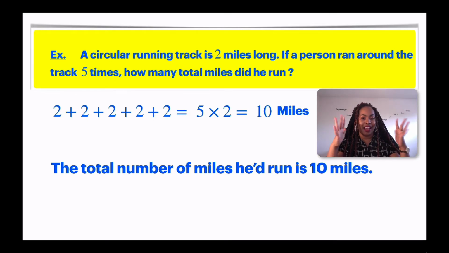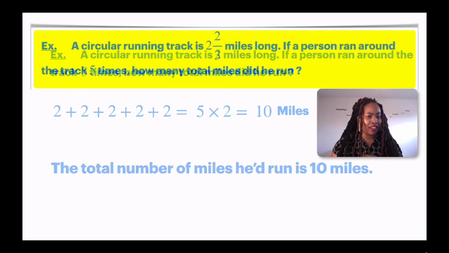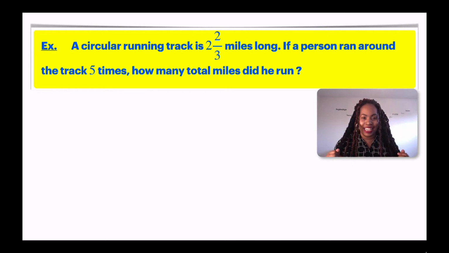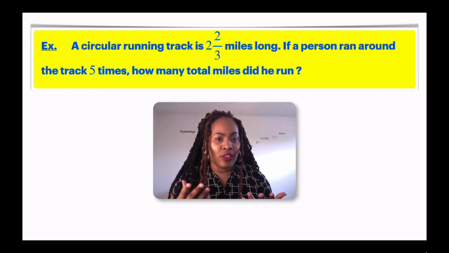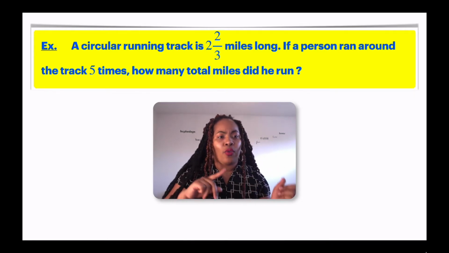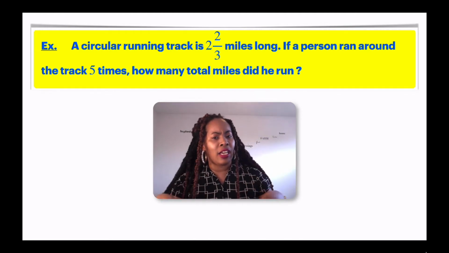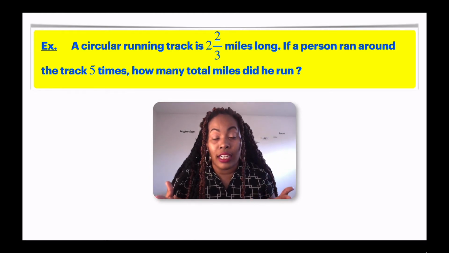How simple is that? But because you guys are so awesome and you've been practicing so hard, we know that you can multiply anything times anything, right? So what if I took the same problem and changed up the numbers a little bit? Let's try it again and let's see you guys go at it. So it says a circular running track is 2 2/3 miles long. If a person ran around the track 5 times, how many total miles did he run?